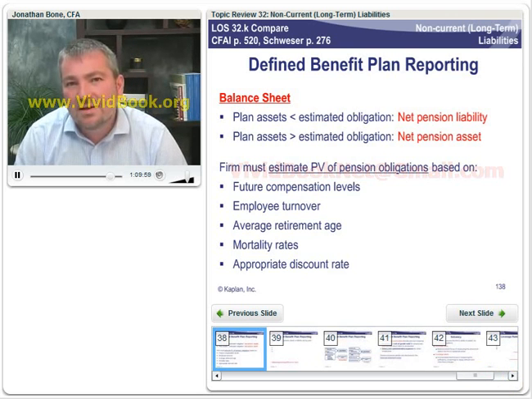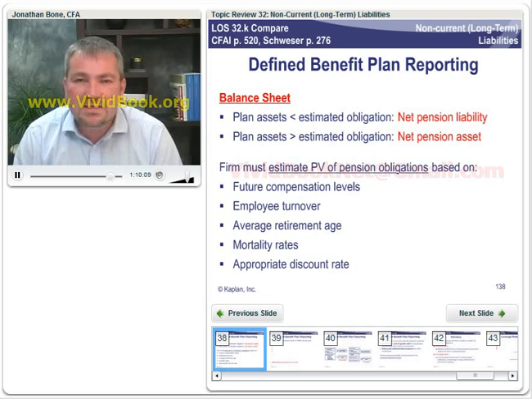Notice, though, the firm must estimate the present value of pension obligations. So, in other words, given that most pensions are based on your final salary, we need to estimate employees' final salaries, their turnover, so we know whether they're going to be working for us, how long until they retire, their mortality rates, how many payments we are going to need to make to them after they retire, and a discount rate.